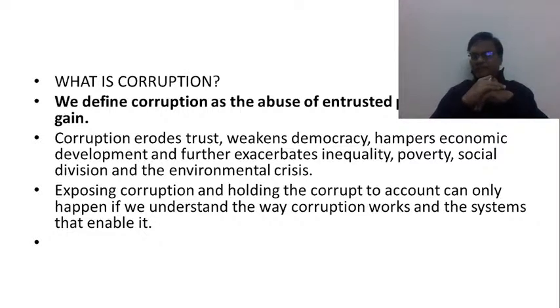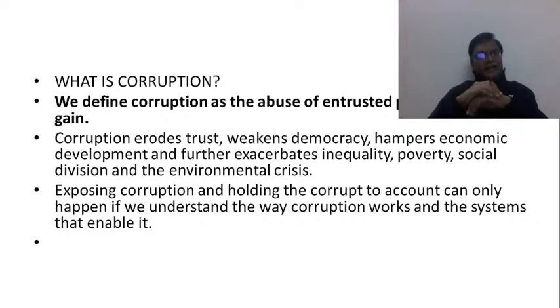So let us start with this one. What is corruption? As you can see here, a very simple definition on the screen: it is the abuse of entrusted power for private gains. This is what even the World Bank has defined. It defined corruption as the use of public offices for private gains. That is how we define corruption.